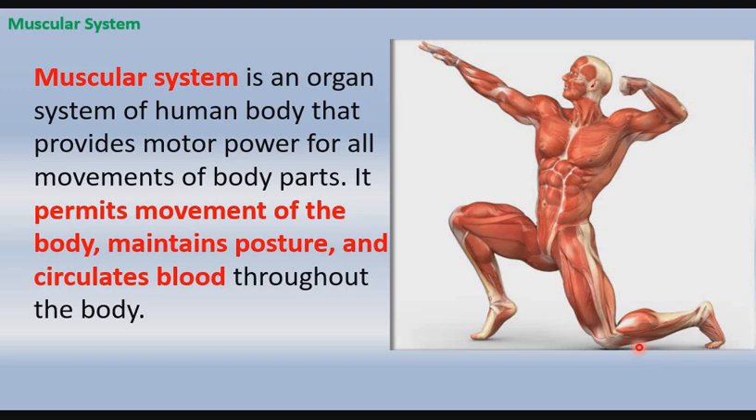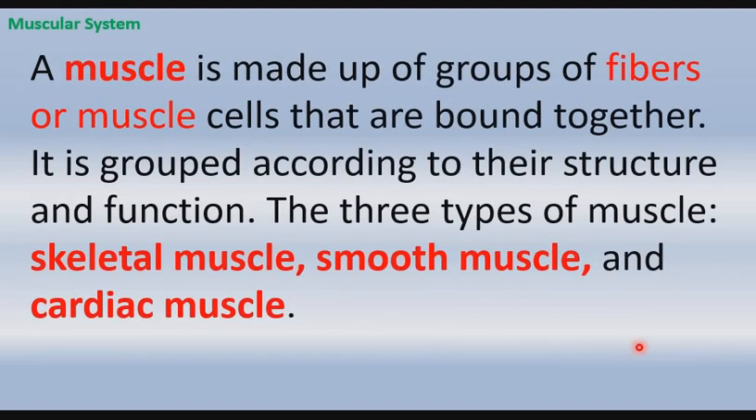So here we have different muscles, components of the muscle. That muscle is made up of a group of fibers or muscle cells. These muscle cells are grouped or bound together. They are always grouped according to their structure and functions. So based on their structure and functions, we'll be able to identify three types of muscle, which are the skeletal muscle, the smooth muscle, and the cardiac muscle.